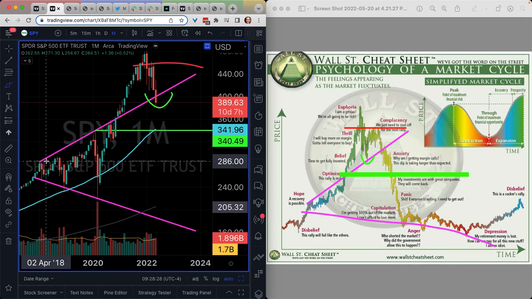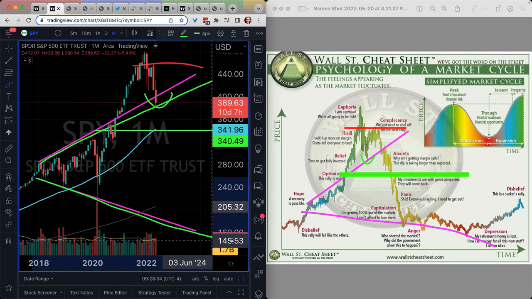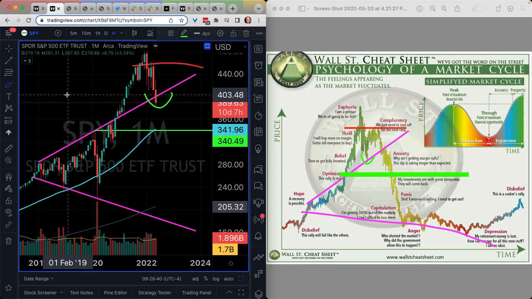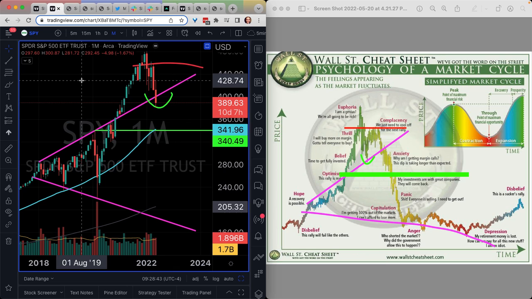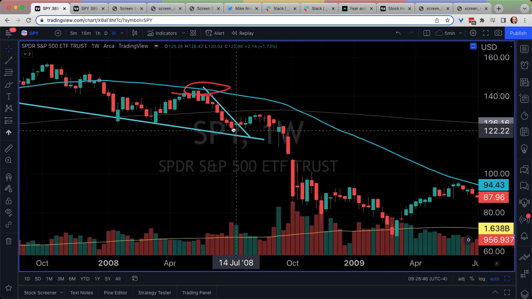So what's important here, first of all, is that we have these pink lines here, which pretty much go back to the start of the rally. It forms a megaphone. And ultimately, where do we come back down to? Well, we test the lower range of the megaphone. I want to show one more thing here just because I think it's really important. And let's go back to the 2008 example.